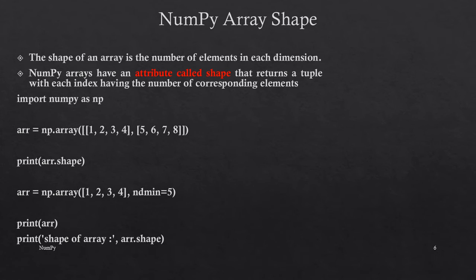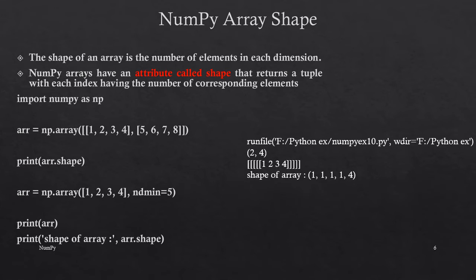For this we are importing the numpy package and creating an n-dimensional array. Here the dimension of the array is 2. So print arr.shape will display a tuple with the first parameter as the dimension and the second parameter as the number of elements in each dimension. The number of elements in each dimension is 4. So that's the result of the first print statement.